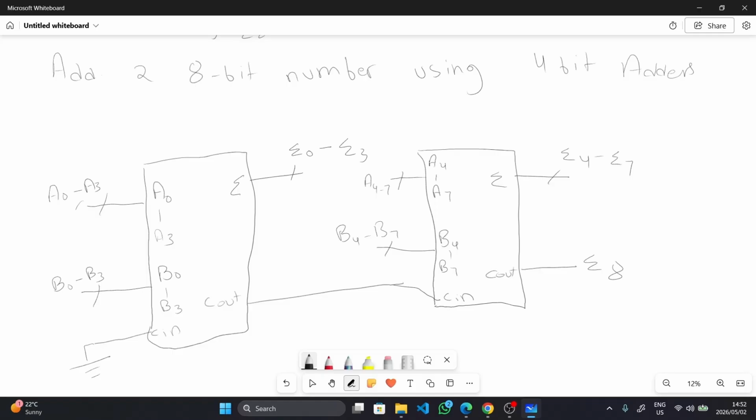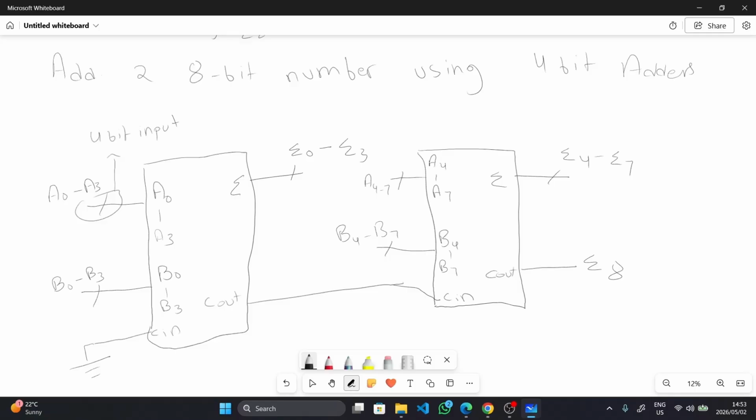And just remember these lines, they're just representing 4-bit input. It's a faster way to draw it. It's the same thing as if you write A0, A1, A2, A3 as 4 lines, just to save time. It just represents 4-bit input. So this is how you can add two 8-bit numbers using 4-bit adders. Sometimes they don't give you the value, so you will have to see you need two 4-bit adders.